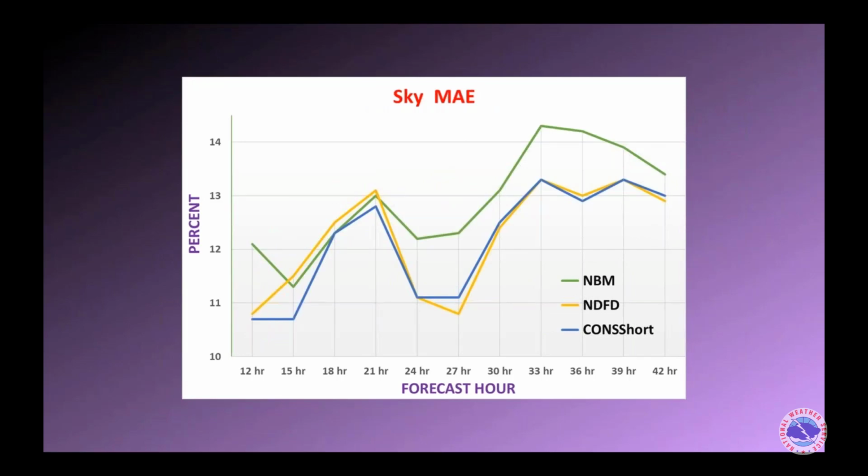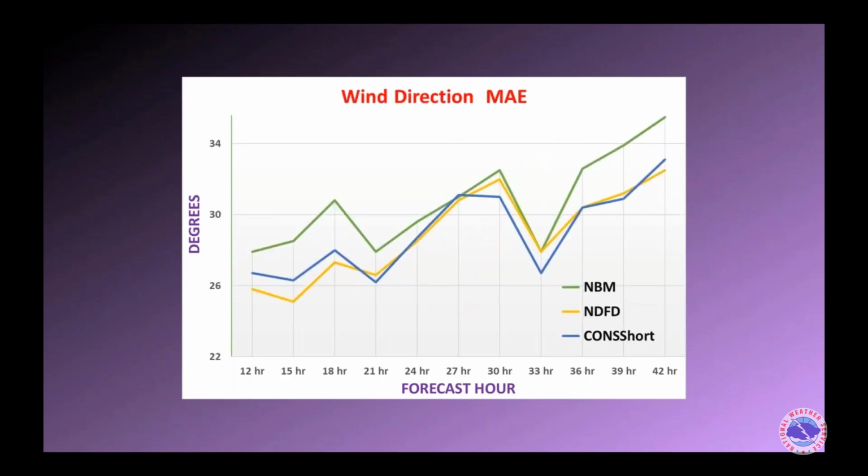For Sky, again, this is kind of a fluky period because we had that wedge in place for almost half the time, but the Sky verification is similar with it. Conshort and the NDFD perform reasonably well, even in the later time frame. Wind direction, again, nothing. I'm not going to spend too much time on every single slide, but it kind of shows what we were showing before.